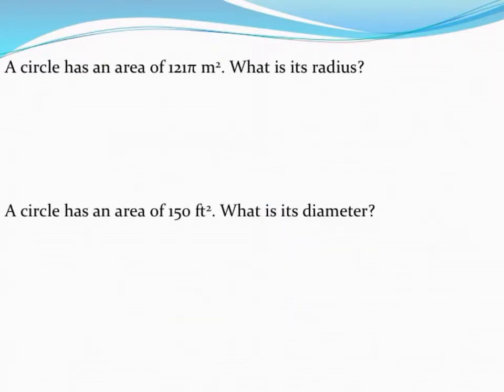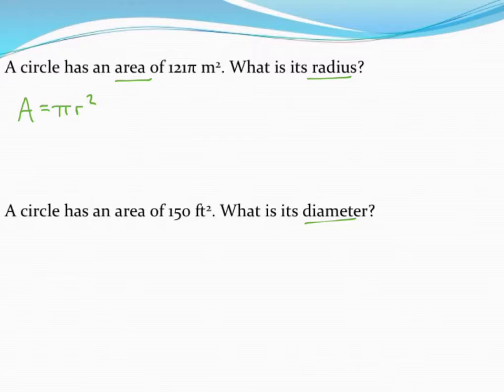Our last two examples have us working backwards with area. So we'll start with the area of a circle and work backwards to either find its radius or its diameter or even its circumference if we want to. So let's go ahead and start with our area formula. They've given us area, so we'll start with pi r squared. If they give you circumference, start with 2 pi r. Remember, those formulas are very similar, so be careful.